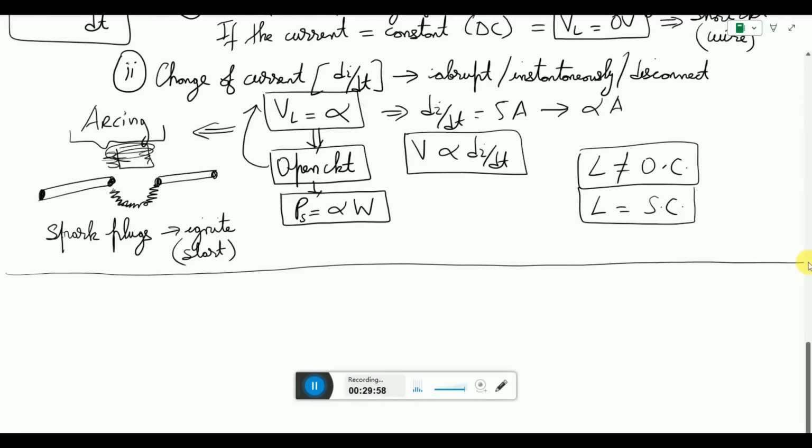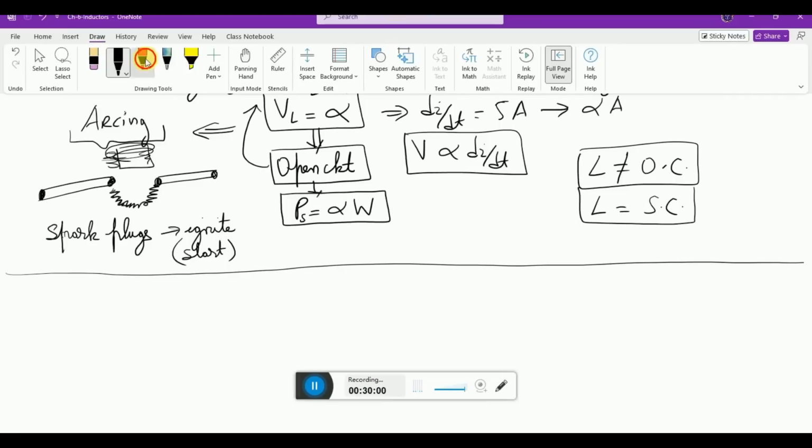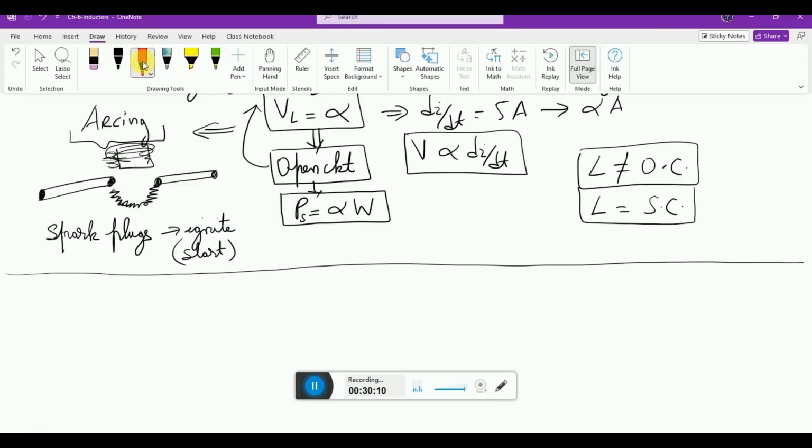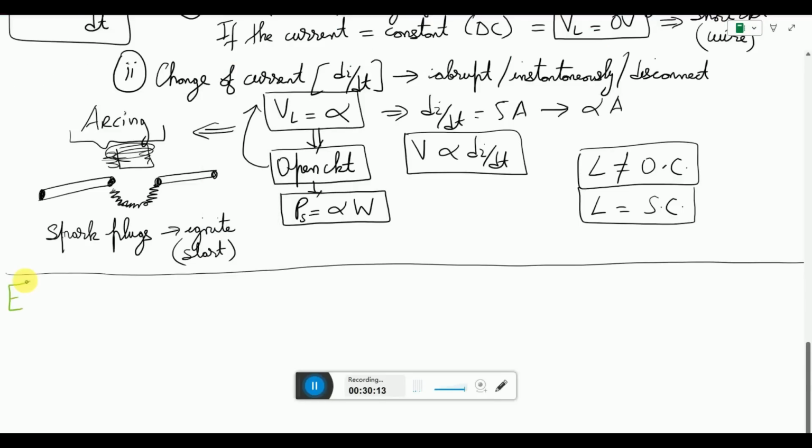So let us take an example and further understand these two conditions and why the voltage has to be taken care of, and we don't want this to be in the open circuit condition. So let us say I have this representation of the flow of current with respect to time. This is a current that is changing over time.